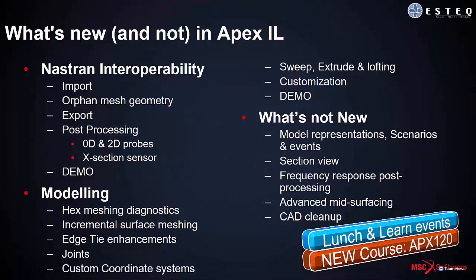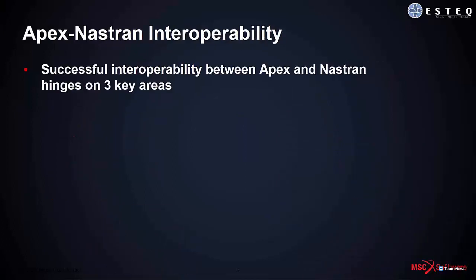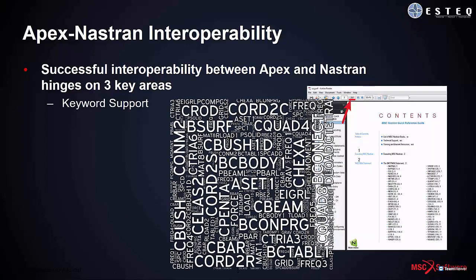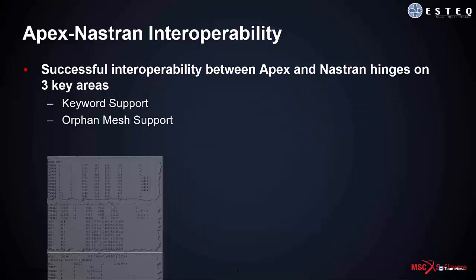These are the topics that we will be discussing today. All right, so firstly, for a very successful Apex Nastran interoperability, we need three things to be successful. Firstly, we need to support keywords. Now, if you just look at the quick reference guide, it's about 2,700 pages just on the content of Nastran. So that's no minor feat to get that done.